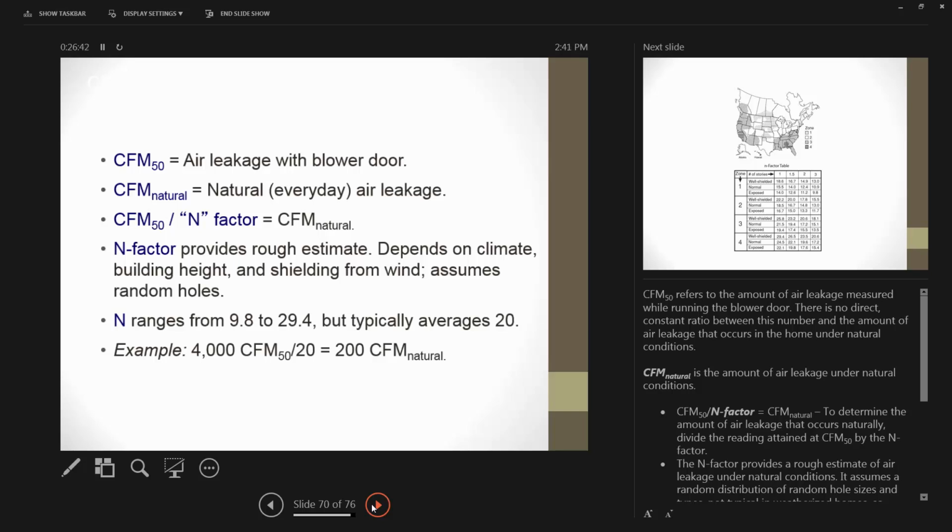CFM natural, so that is your everyday air leakage. And the other thing that we'll talk about is the N factor. The N factor is one that's used to equalize and to try to determine what the natural air change is. It ranges from 9.8 to 29.4, and it depends on your type of construction. It depends on your climate zone.